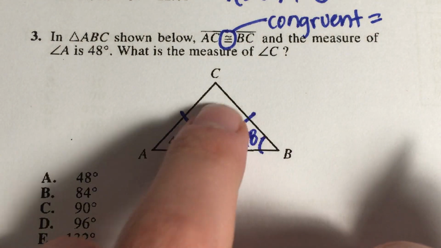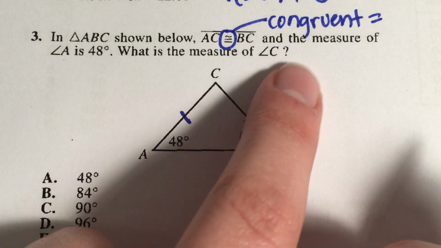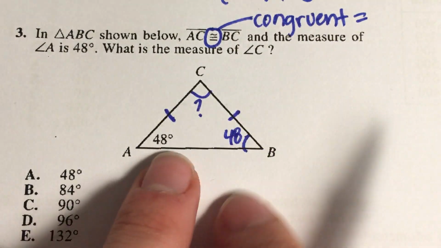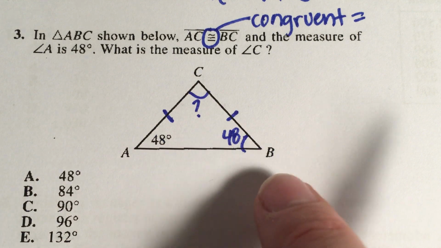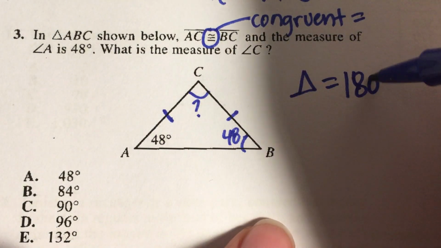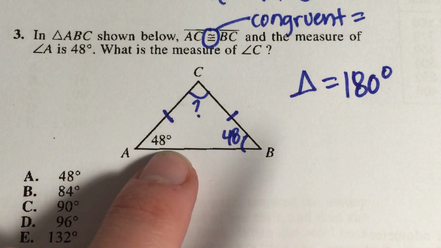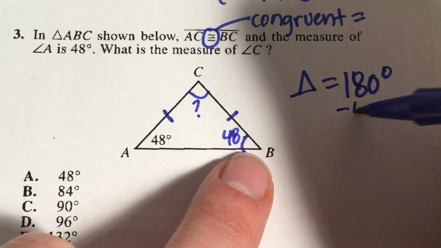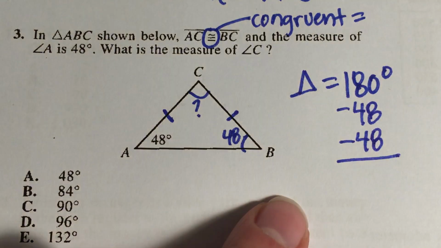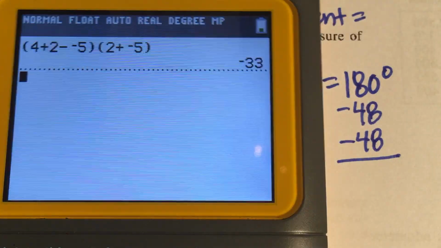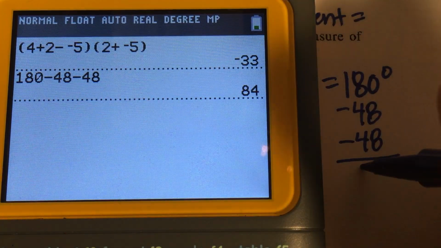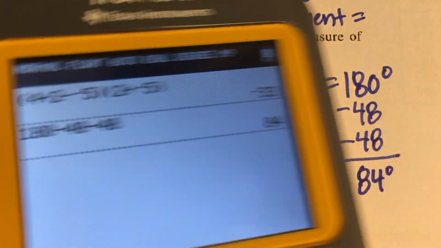Right? And then they say, what is the measure of angle C? So they want to know this over here. That's my question. So I know that a triangle has 180 degrees. And I see that 48 and 48 have already been used up. So I'm going to subtract 48 and subtract another 48. And I can go to my calculator. 180 minus 48 minus 48 leaves me with 84 degrees.